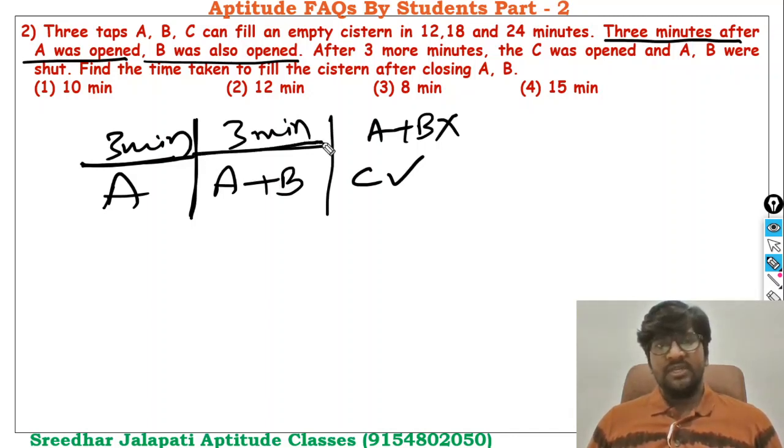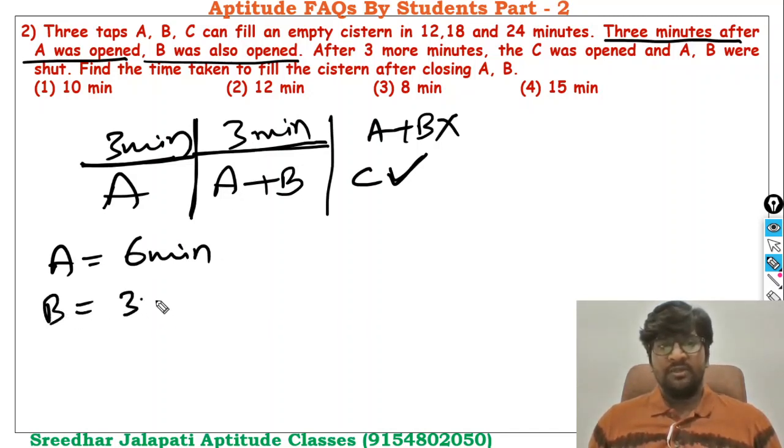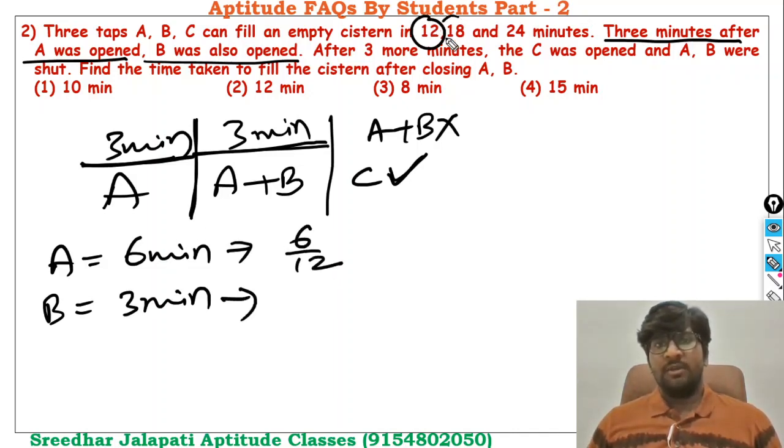After another 3 minutes, C opened and A and B shut down. Now altogether, A opened for 6 minutes: first 3 minutes alone, then 3 minutes with B, so a total of 6 minutes. B opened for 3 minutes. A's work done in 1 minute is 1/12, and as it opened for 6 minutes, it is 6/12. B in 1 minute is 1/18, and as it opened for 3 minutes, it is 3/18.